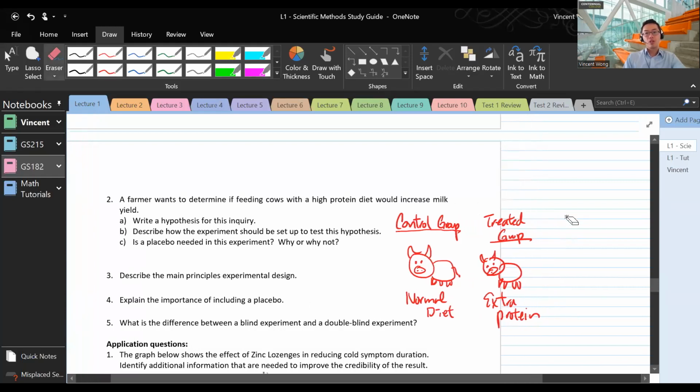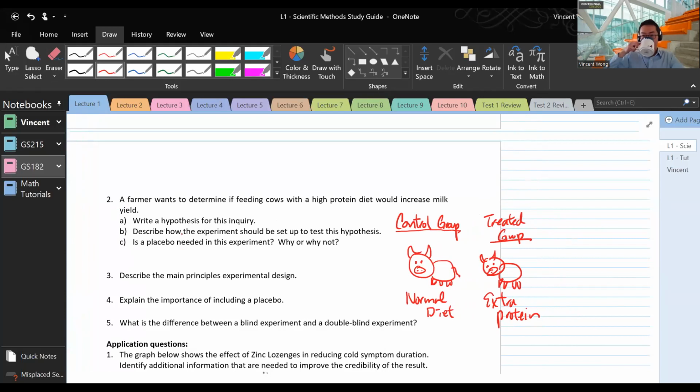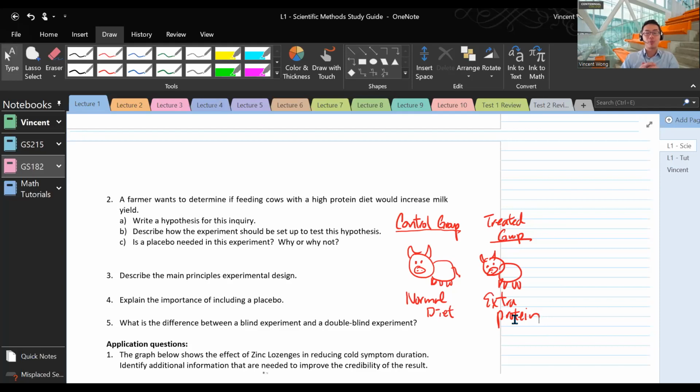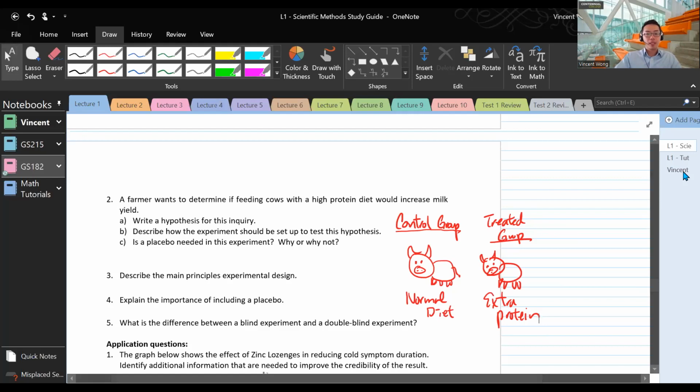Okay. Do we need a placebo? No. Why is that? Why do we not need a placebo? It's an animal. Yeah, you're right. It's animals, right? The reason we have a placebo for humans is because humans have psychological effects and bias, right? The cow's not gonna know if you feed them extra proteins or not. They're not gonna be like, you know what, I'm gonna hold out on my milk, just to mess with you. They don't know that. They're animals, so there's no need for a placebo. Does that make sense?